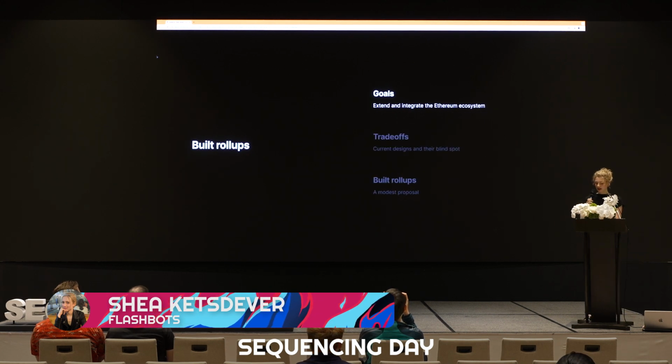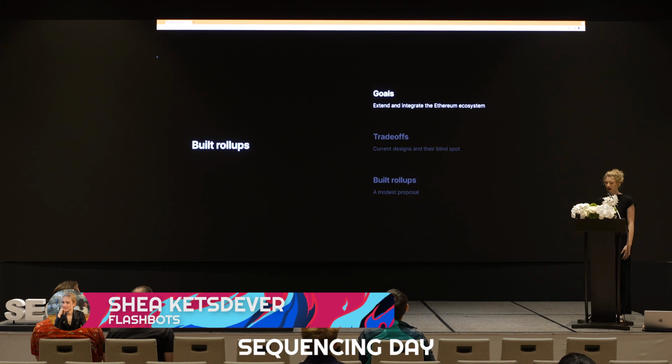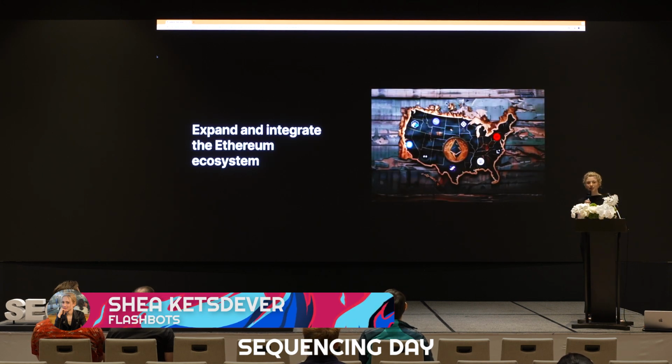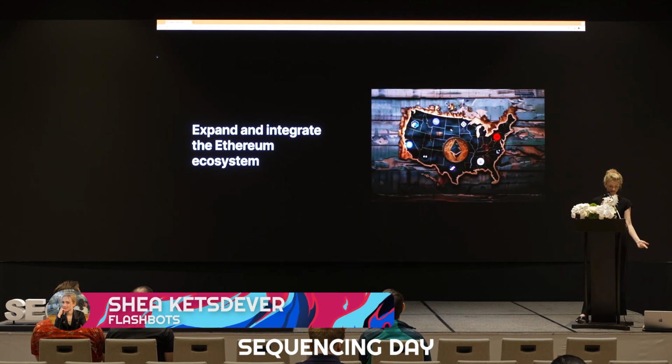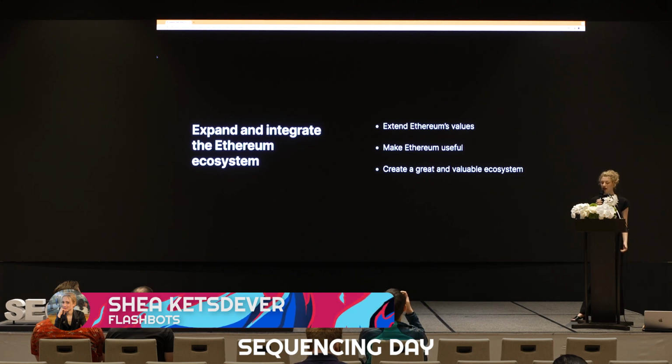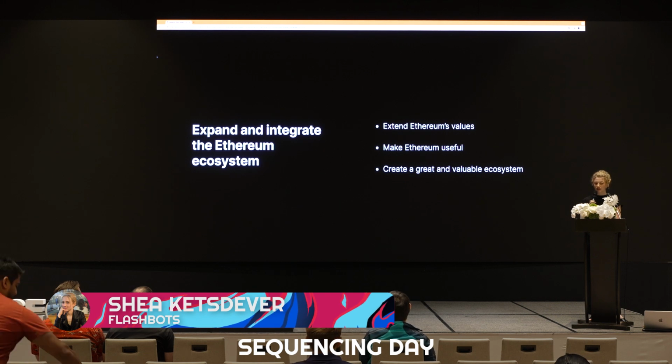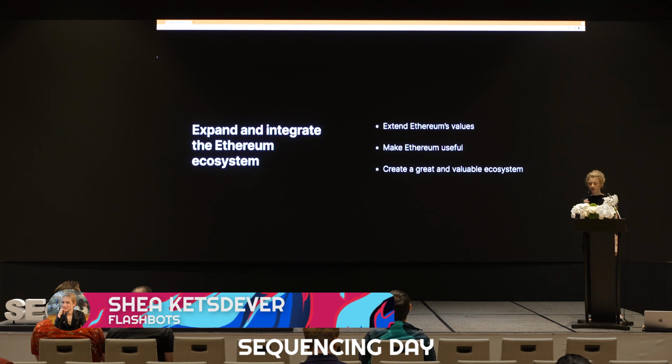I want to start by setting the scene a bit. So why are we here? Why are we talking about sequencing? Well, I think we're here because we want to expand and integrate the Ethereum ecosystem to create the united chains of Ethereum, to steal Justin's meme. And we want to scale Ethereum's values like decentralization through its rollups, so how they implement their sequencer is a big part of this. We also want Ethereum to be useful, both its technology like its sequencing layer and potentially its token. And having rollups use these things is a great way to do that.